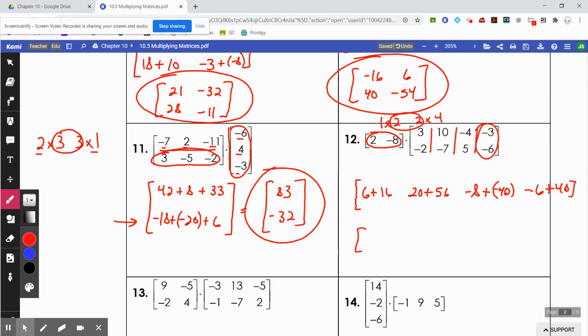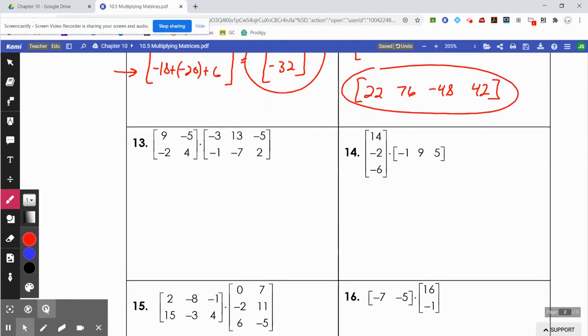Clean that up. 6 and 16 is 22. 20 and 56 is 76. -8, -40 is -48. -6 and 48 gives you 42. 1 row, 4 columns. Number 13, you have a 2 by 2 multiplied by a 2 by 3. Can be multiplied. Answer will be a 2 by 3.